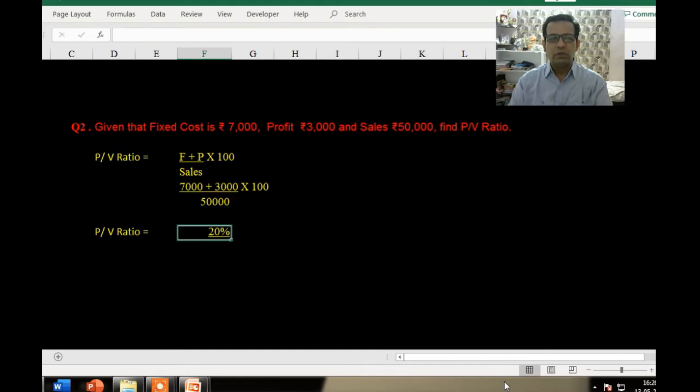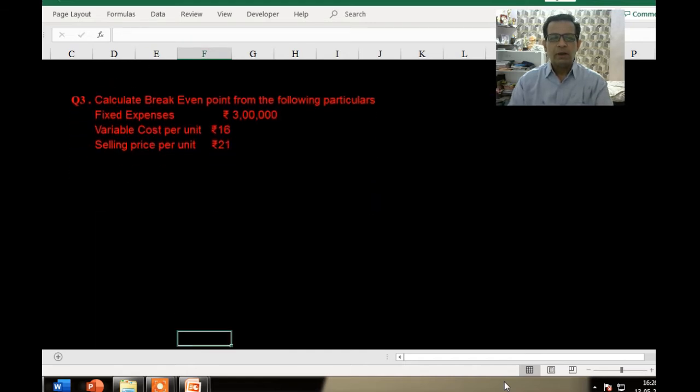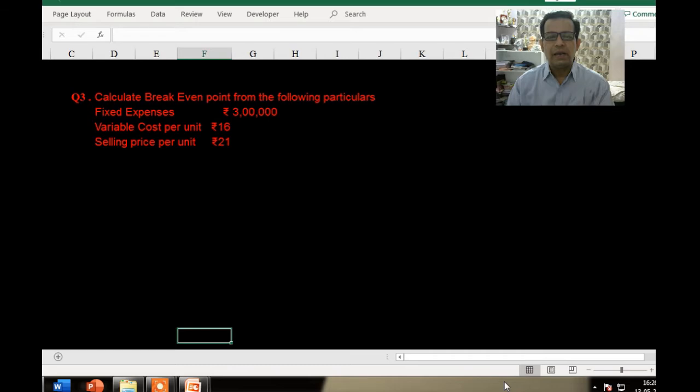Time for us to move to the next question, question number 3. Let's see what it says. It says calculate break-even point, that's our BEP sales, from the following particulars. Information given as fixed cost, variable cost, selling price. This is where we need to understand. Look at these two things carefully. They have told us that variable cost and selling price are given to us, which means it becomes easy for us to calculate our contribution. So in such a question, when we are calculating BEP, remember we are going to calculate that BEP in units.